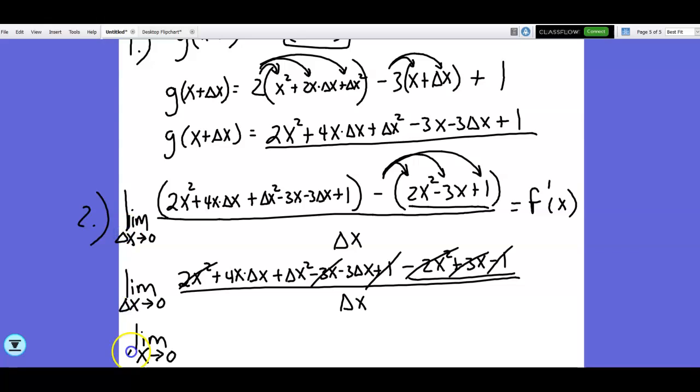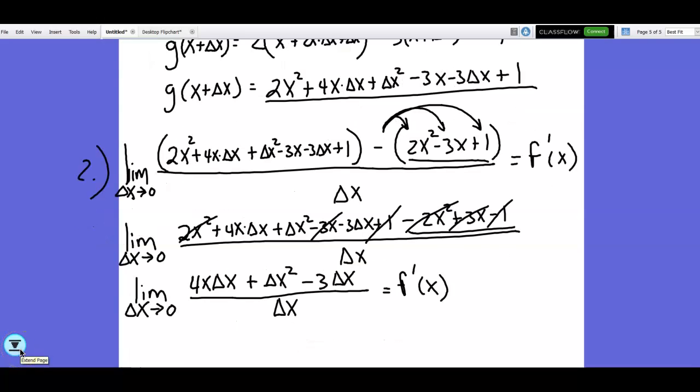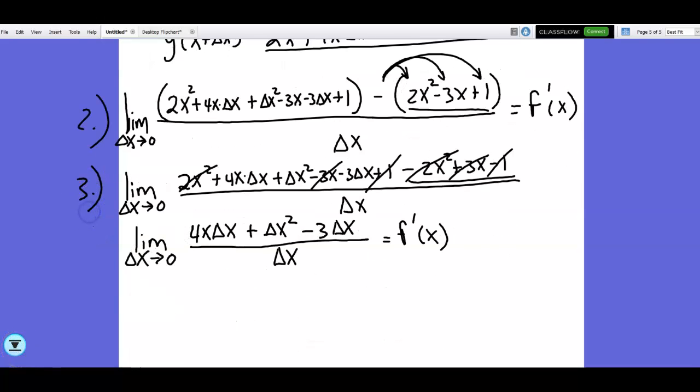I've been forgetting to put my delta there. And that's important, because x and delta x are different things, right? X represents the starting point. Delta x represents the change. So you got to make sure you're using the symbols correctly. All right, thus ends step 3. That was step 3. All right, so step 3 was to simplify. So I distributed the negative, and then I combined my like terms.